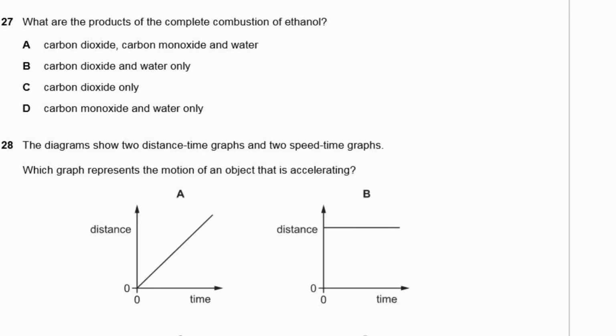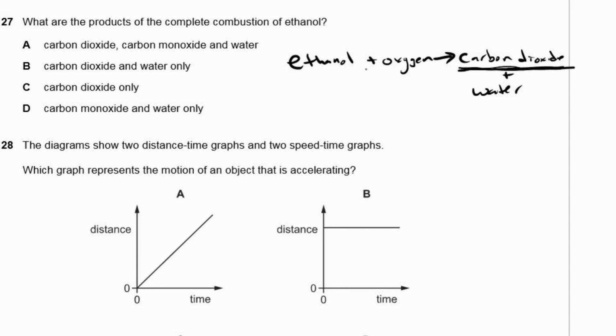Question 27. What are the products for the complete combustion of ethanol? Okay, complete combustion, which means we have ethanol plus oxygen produces carbon dioxide plus water. And for complete combustion, you always go to carbon dioxide.